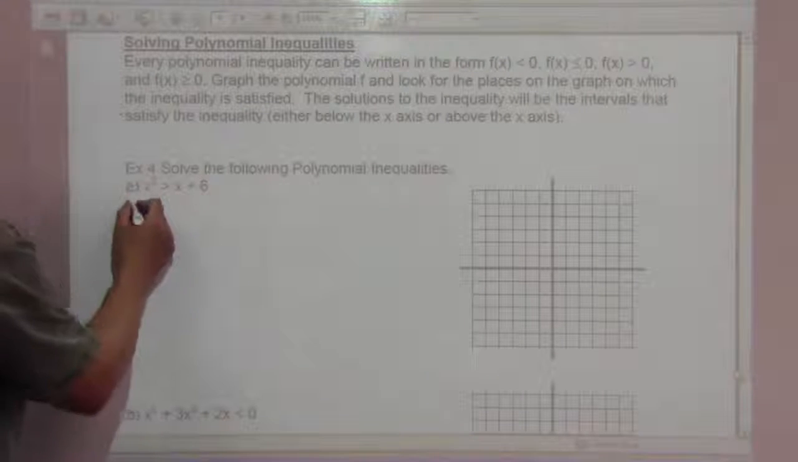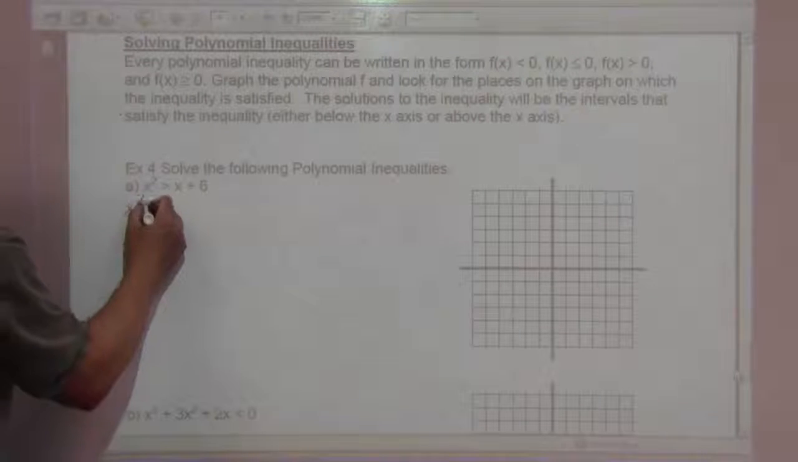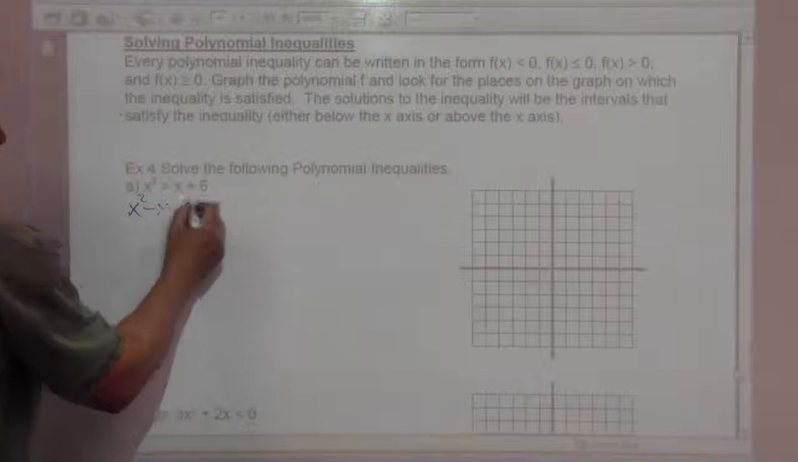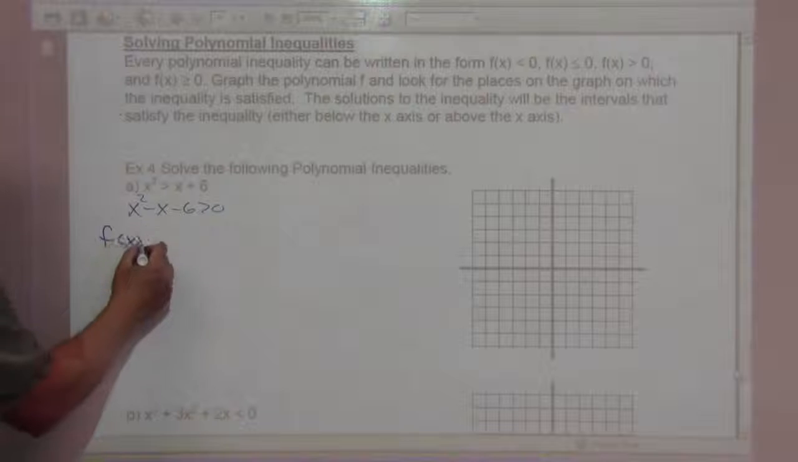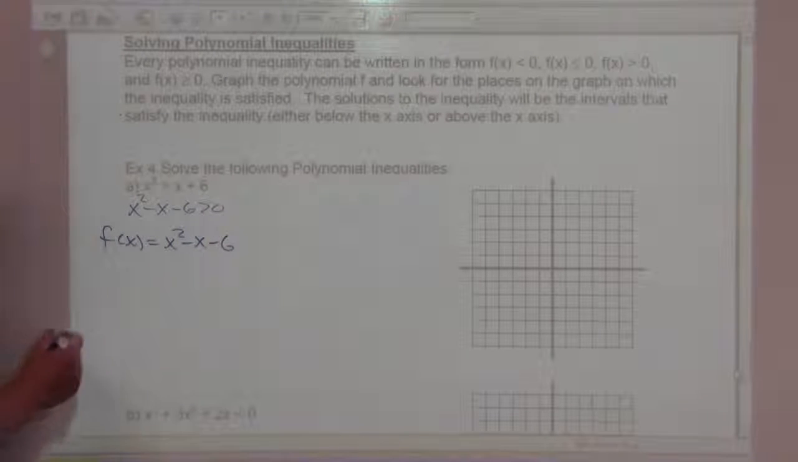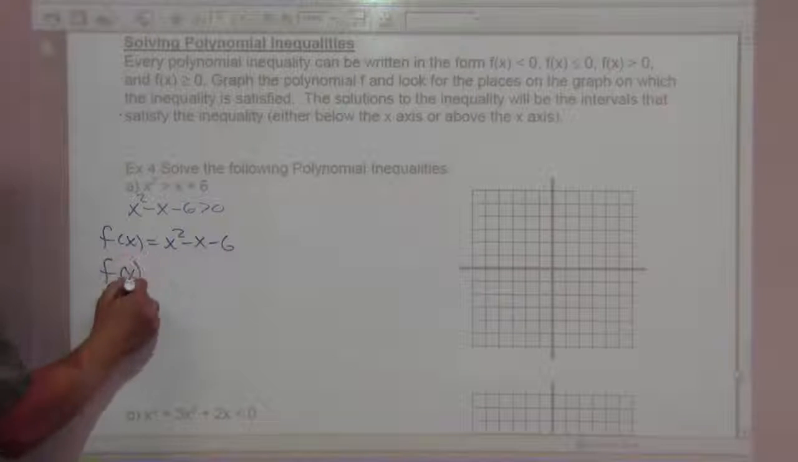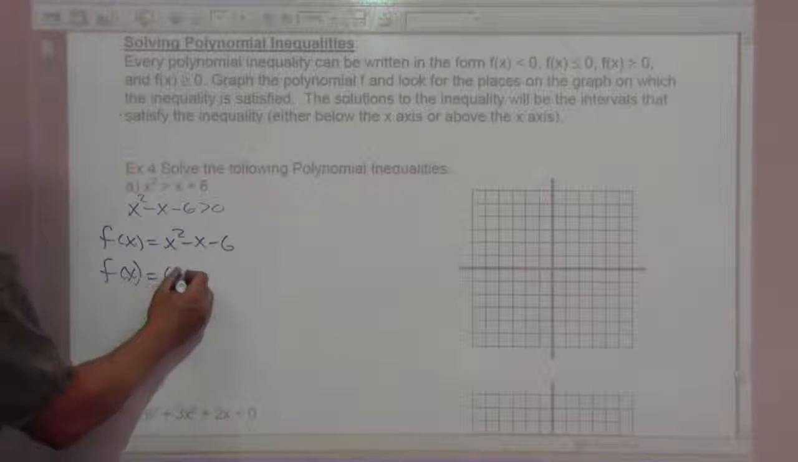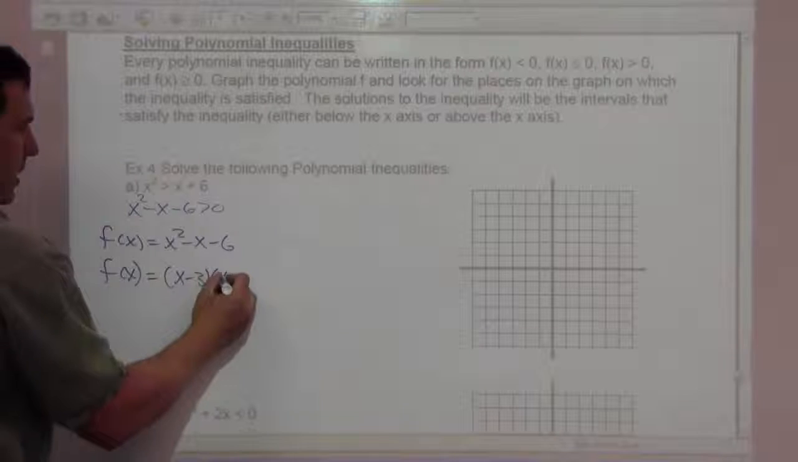I bring everything to one side here. Call this x squared minus x minus 6 is greater than 0. So we're going to graph f of x equals x squared minus x minus 6. So f of x equals x minus 3 times x plus 2.